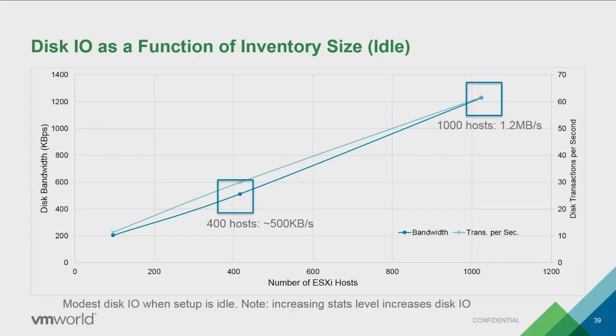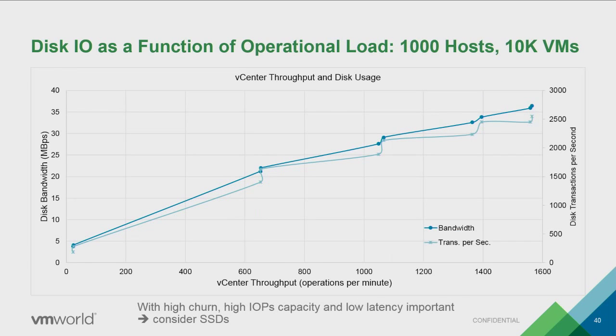What I wanted to illustrate here is that disk I/O is a function of your inventory size. Not surprisingly, you're persisting more statistics in the database, you're keeping a bit more configuration, and while the demands here look relatively modest, I should point out this is an idle setup. When you're idle, you're not generating a lot of traffic, but you should still be mindful of this because once you start imposing load, these numbers change. Okay? So roughly linear change.